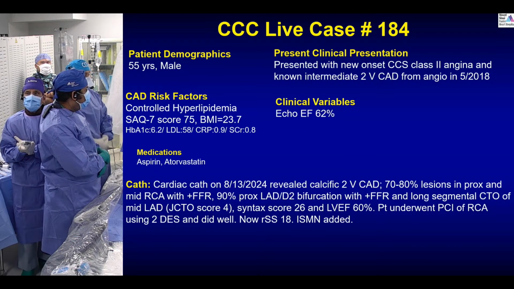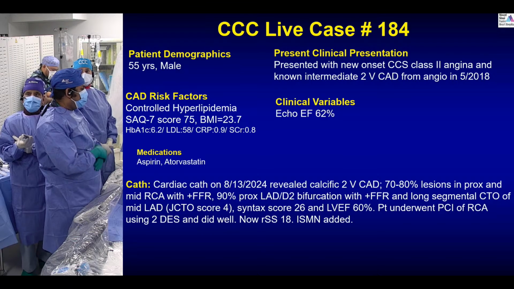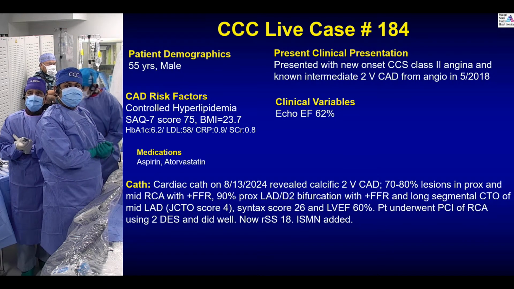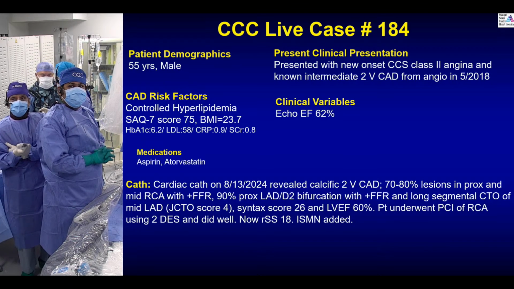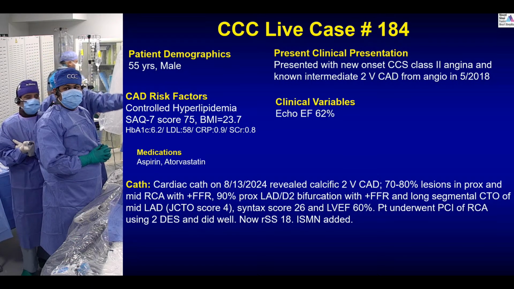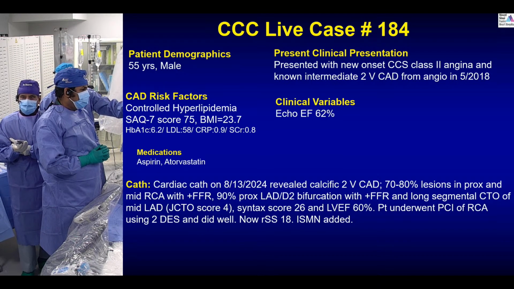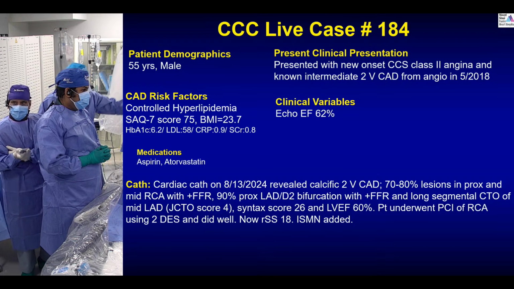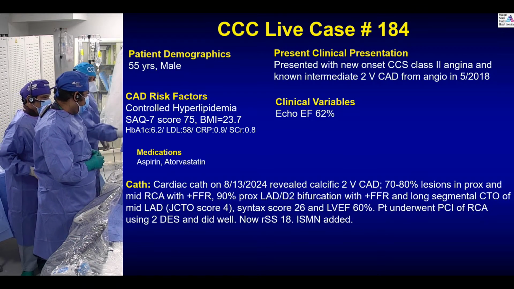So he presented about a few months ago with class 2 angina and has a known intermediate 2-vessel CAD about 6 years ago. So cardiac cath now revealed 2-vessel RCA and LAD diagonal bifurcation, and LAD was completely occluded with a J-CTO score, very adverse morphology. All J-CTO 4 points are there, and I'm going with the SYNTAX score 26 and normal EF. So Anu will show now. We did the RCA PCI. So show the results now.